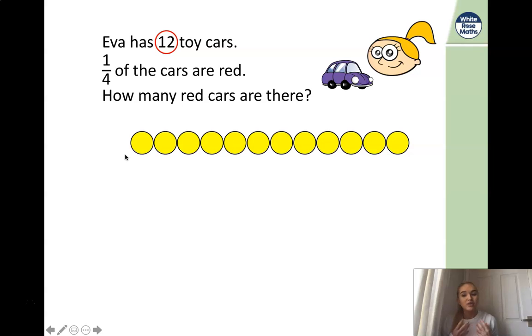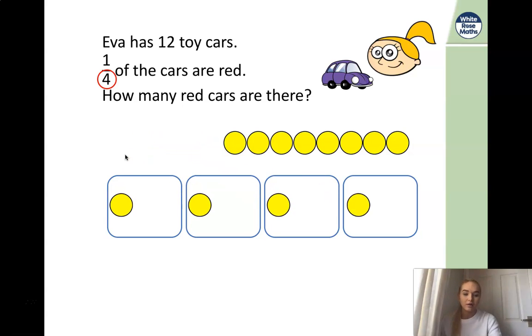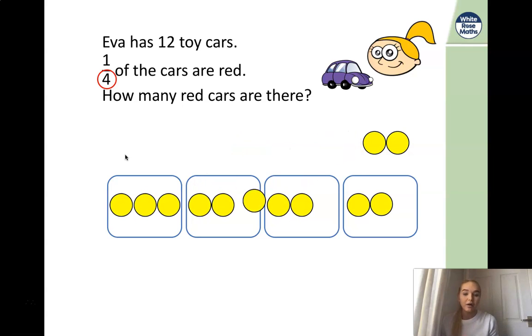Now we want to find 1/4 of the cars. And what we can do is we can look at this denominator. My denominator is 4, which tells me that I need 4 groups. So I am splitting my 12 cars amongst 4 groups. So I can begin to put 1 place value counter in each box and then proceed to place 1 place value counter in the other box until they are all used up.